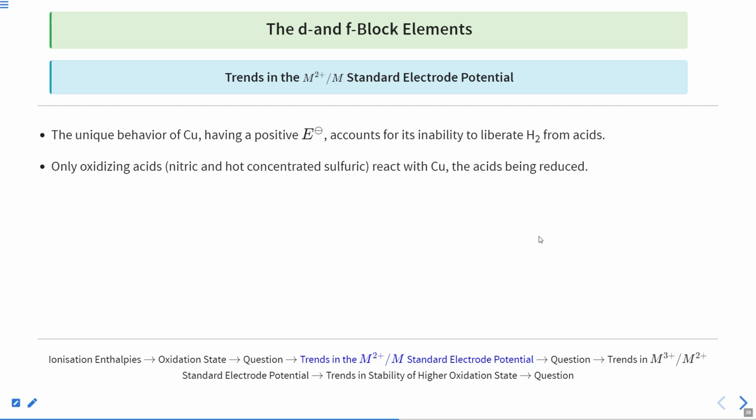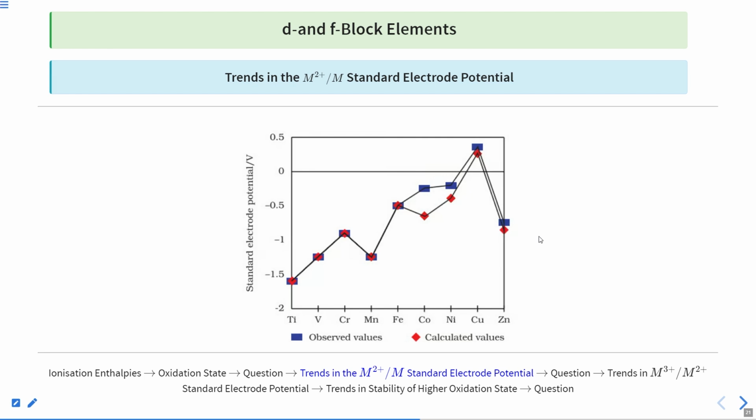The unique behavior of copper, having a positive E0, accounts for its inability to liberate H2 from acid. If you just look at the standard potential E0 cell, you will find that copper is the only one capable of what? That is, having a higher reduction value. So it will be capable of getting reduced, and it will be the only one capable of oxidizing hydrogen. The rest all have a negative value, which means a lower value than hydrogen. Clear? So this is the trend.